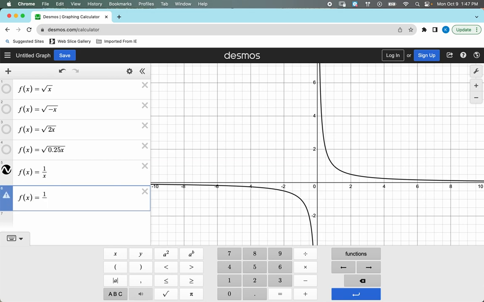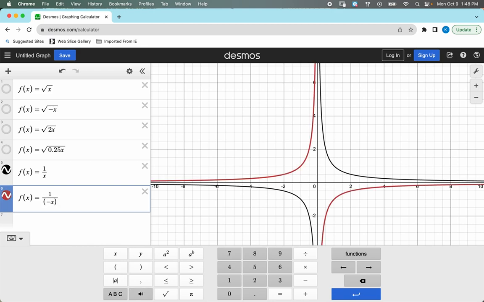So the first one that was here was 1 over, and I'm just going to put in brackets because I want to make the x within the function negative. And you'll notice that it basically reflected. We talked a little bit about symmetry. Remember, this thing had what we called odd symmetry.